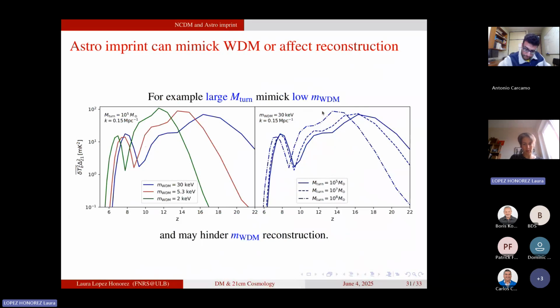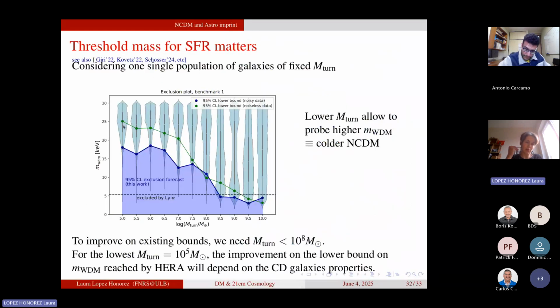observed currently. Now, actually, in this case, we did not do a Fisher matrix analysis, but we did simulation-based inference analysis, where again we took into account multiple possible astrophysics parameters as well as the warm dark matter mass. We trained a network in order to try to get some forecasts for what would be the warm dark matter mass we would be able to probe as a function of the threshold mass for star-forming galaxies.